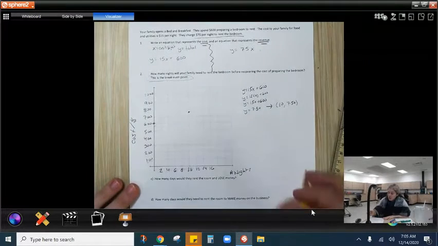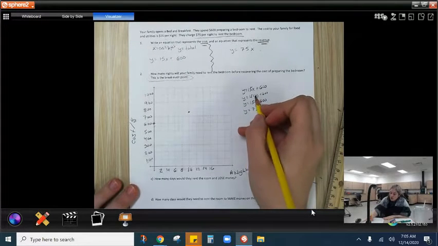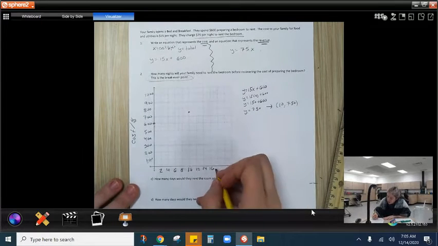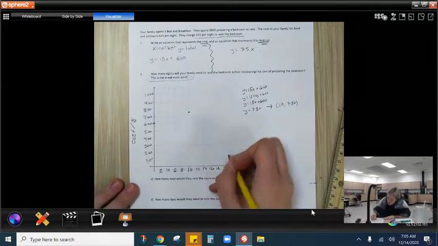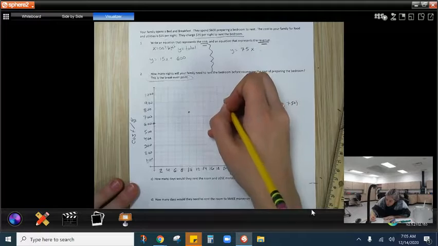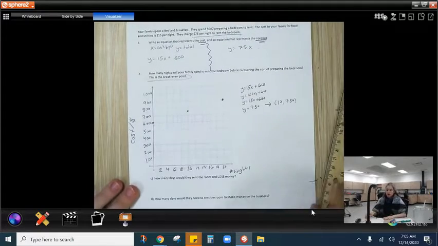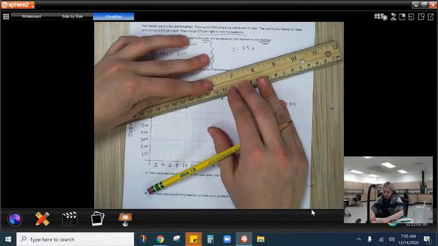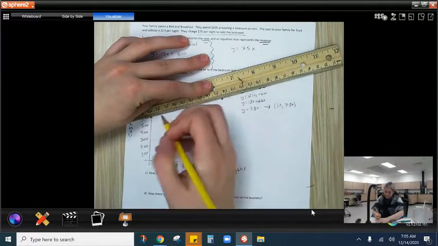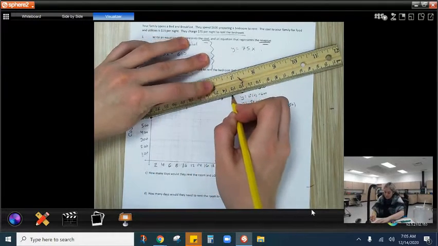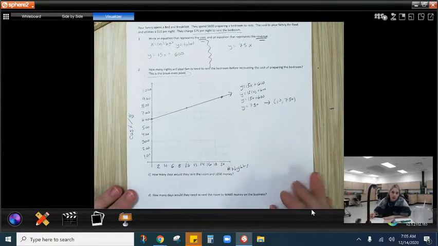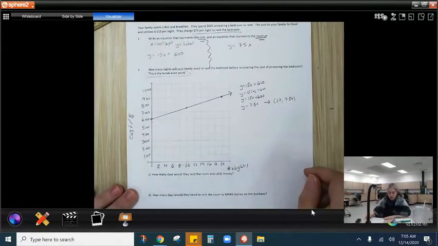Another way of saying that is, well, what if it was 20 nights? If it was 20, that'd be 20 times 15. That'd be 300. 300 plus 600 is 900. So 20 would be at 900 right here. And those are nice, pretty points, so I can connect them. Beautiful line. And we could keep renting it out, right? I mean, we could rent it out all year long for years on end.